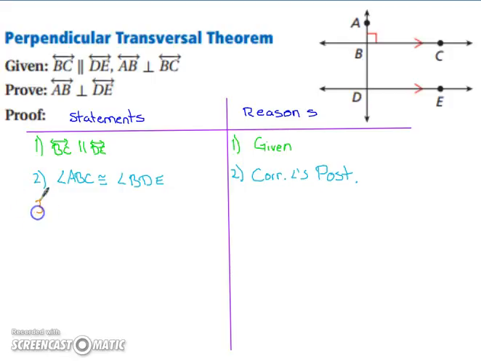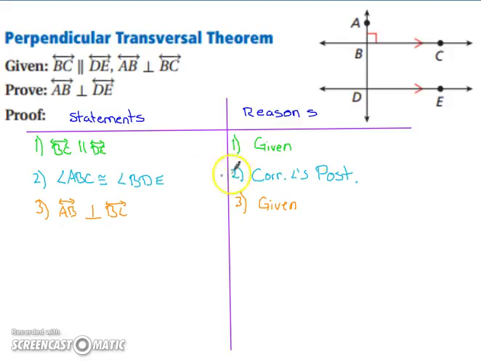Alright, let's go to our next step here. We're also given that line AB is in fact nice and perpendicular to line BC. And they were nice enough to give that as well. So that was given to us.